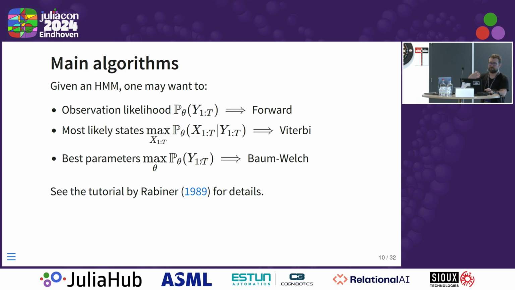So I want to estimate the parameters P, A, and B based on the observations that I have at my disposal. And this in turn is solved by the Baum-Welch algorithm, which is a variant of expectation maximization, if it rings a bell to you. So you can see this amazing tutorial from 1989 for details.